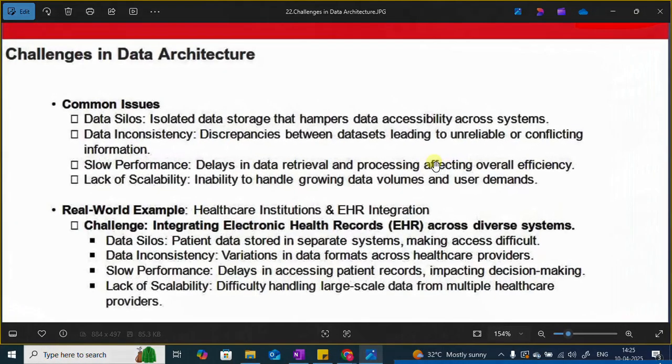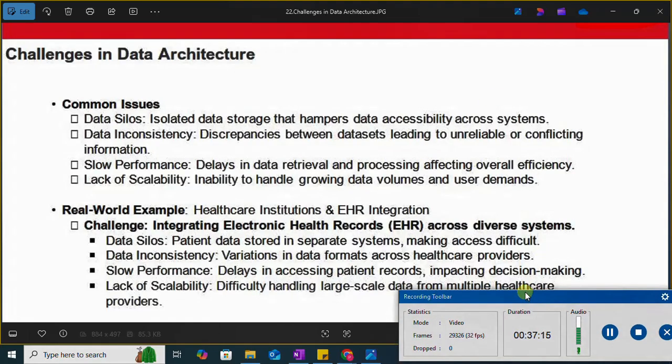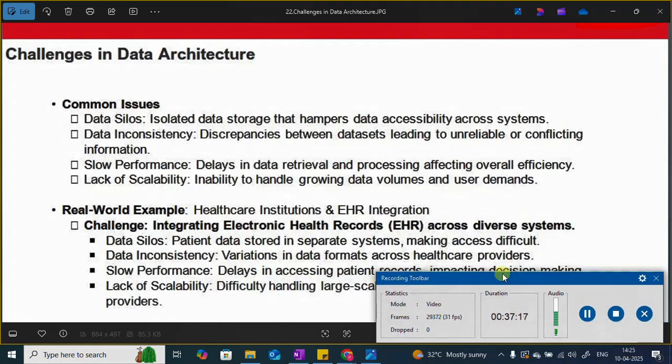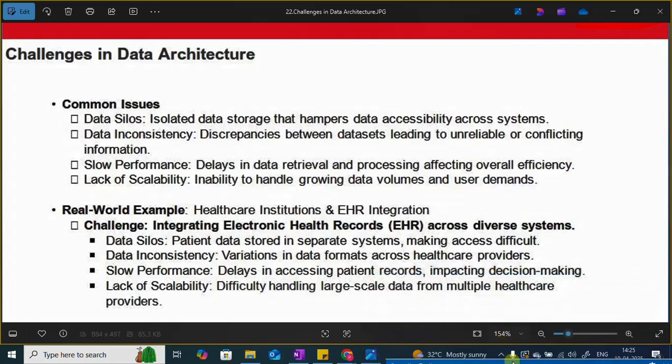Now, a few challenges. What are the different challenges that we face as part of the data architecture? That is very, very important. Anyhow, what are the different challenges that we face? The first one is data silos. What does it mean? Isolated data storage that hampers data accessibility across systems.